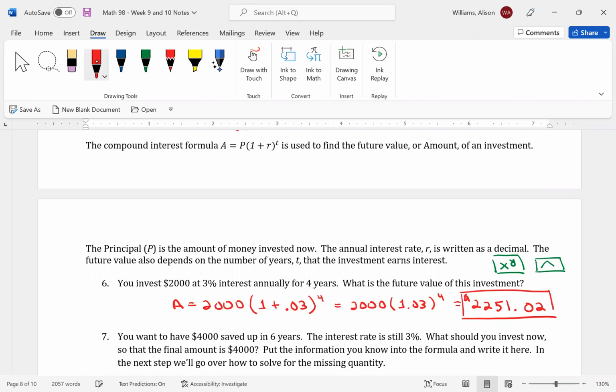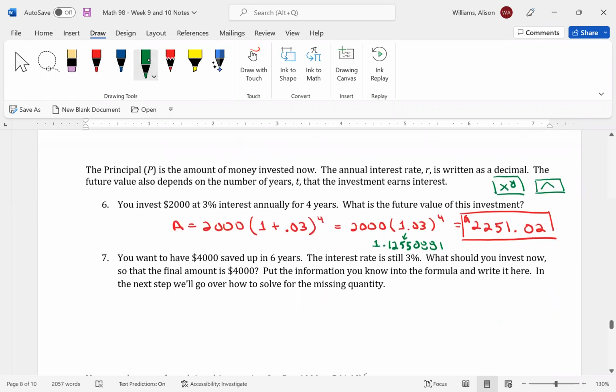2,251.02. And really quick, I'm going to write underneath it what I said verbally: this decimal is 1.125508881. And if you just want to write it out and then times it by 2,000, there's nothing wrong with that.